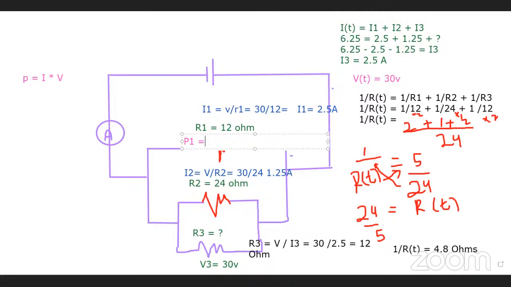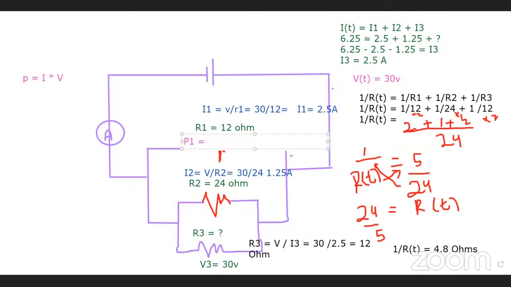Okay, but the formula which I use to calculate power 1 is V square divided by R1. I think there are more ways to do it. There's also P is equal to I squared times R. That also gives you the same answer. So let's use two methods and check if we get the correct answer. So P1 is equal to V square over R1.